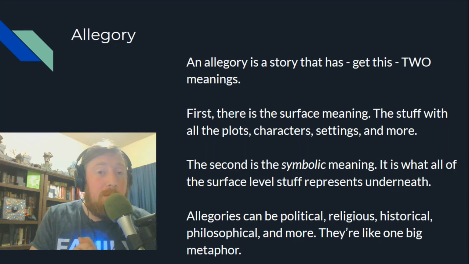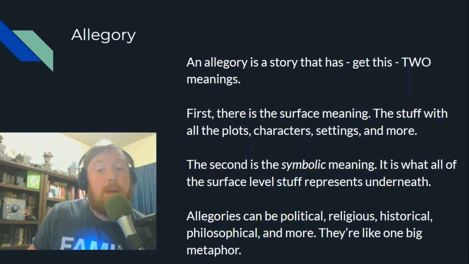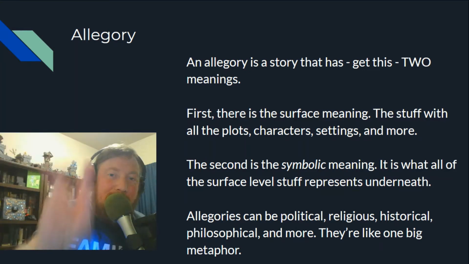The first meaning is going to be pretty easy to identify. There is the surface meaning, and that's the stuff with the plots and the characters and the settings and everything that we've talked about up until this point. It's the things that you can analyze, that you can say, aha, right here we can see that this is what the characters are, or this is what the setting is, and so on and so forth.